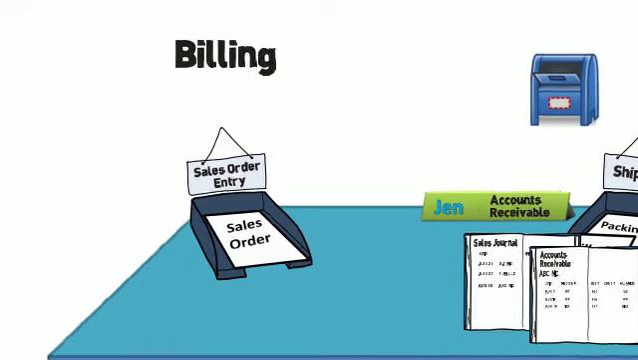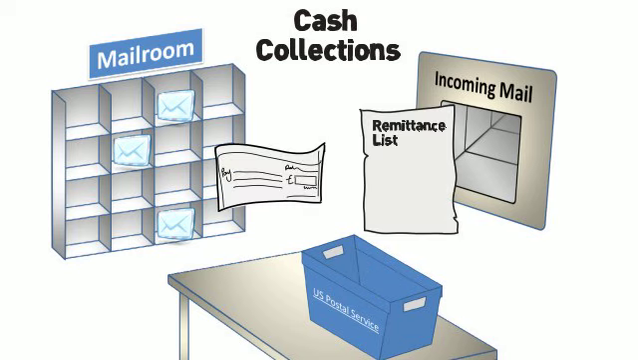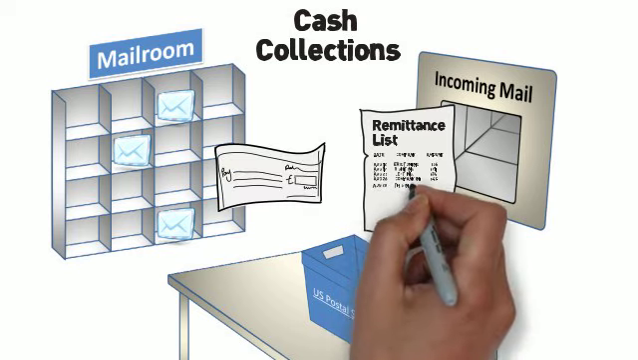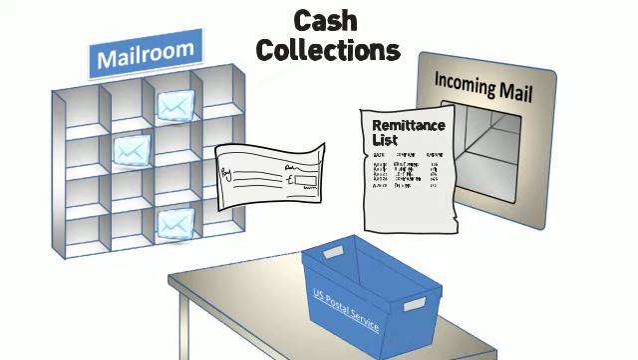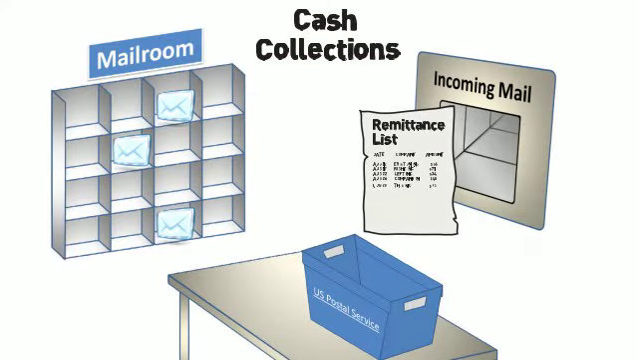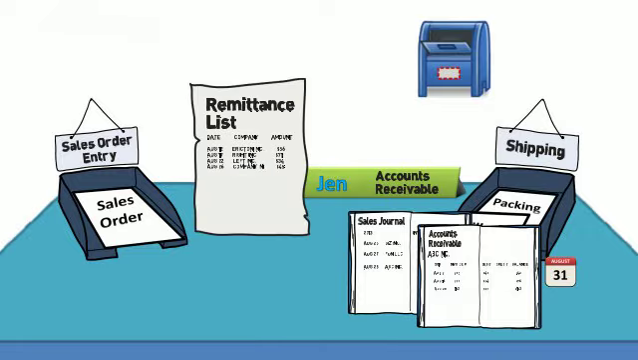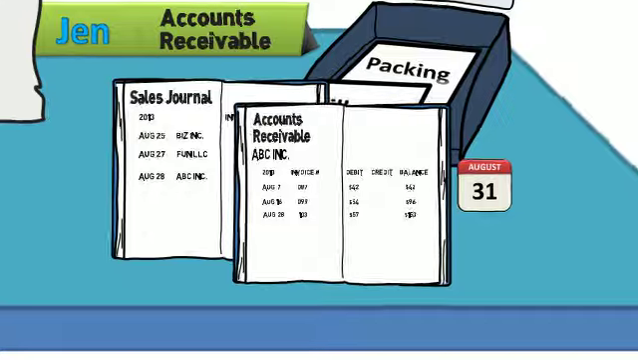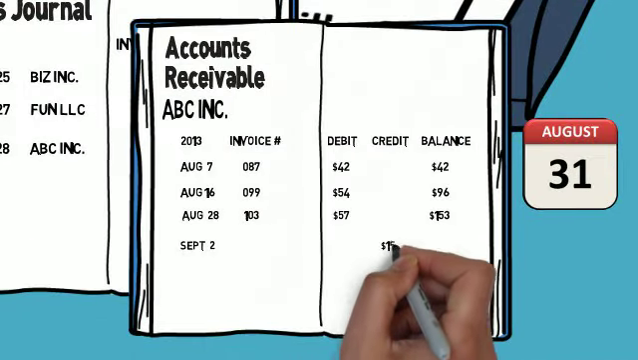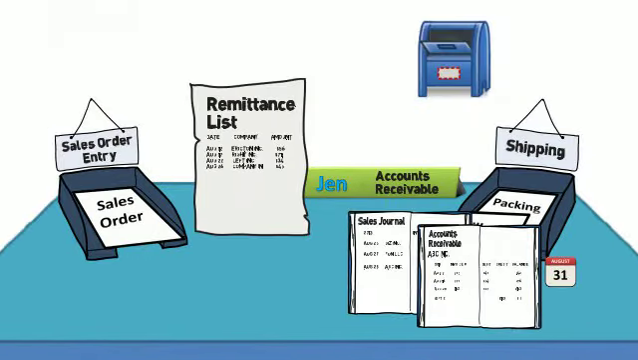The cash for this sale is then collected when the customer pays this invoice. After the payment comes in, it is recorded on the remittance list, and the payment is deposited in the bank. The remittance list is then sent over to accounts receivable, where Jen updates this company's accounts receivable, and then files away the remittance list.